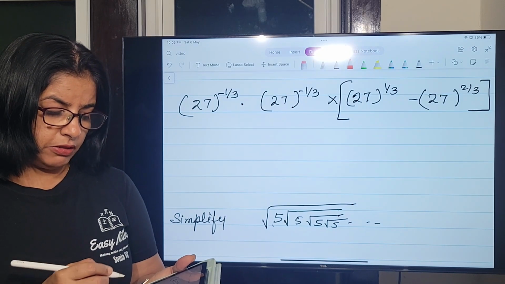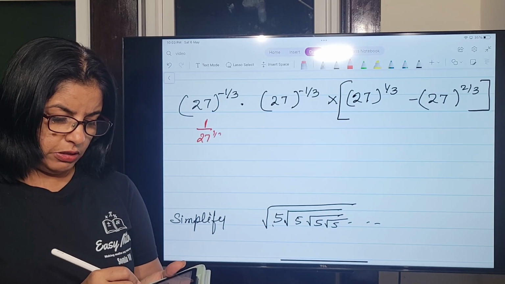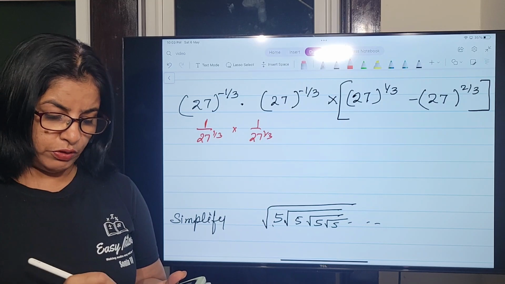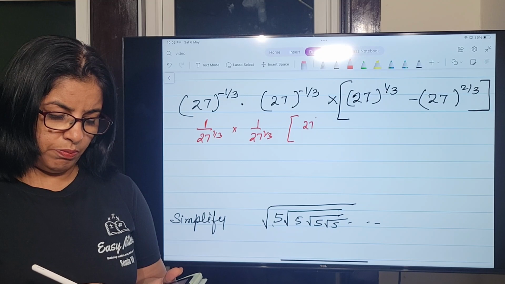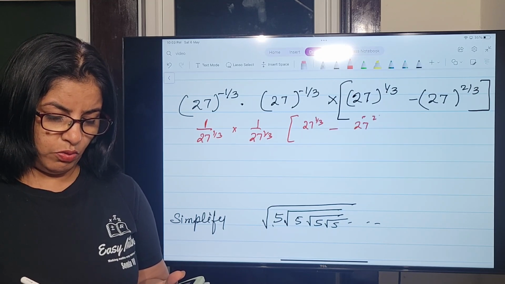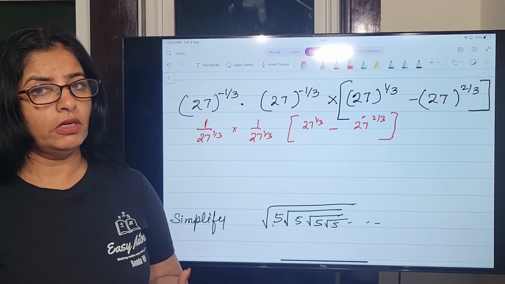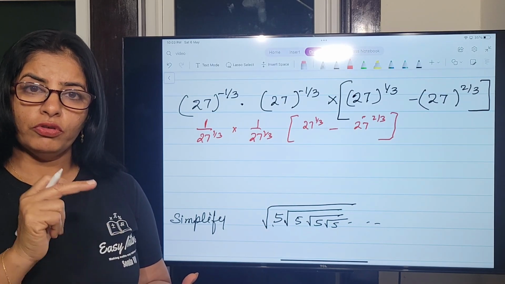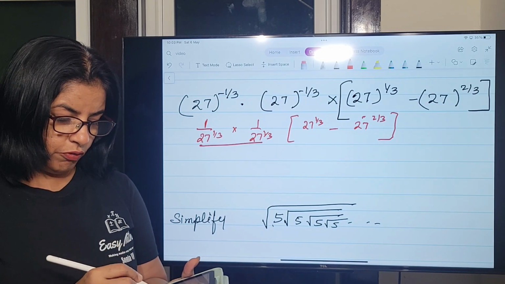Now here again applying the laws, this becomes (1/27)^(1/3) into (1/27)^(1/3), changing negative to positive. This is 27^(1/3) minus 27^(2/3). Now I have told you, when there is a positive and a negative sign, the laws of exponents fail. But it works in the case of multiplication. So here in this part it will work. Let's work it out for this.